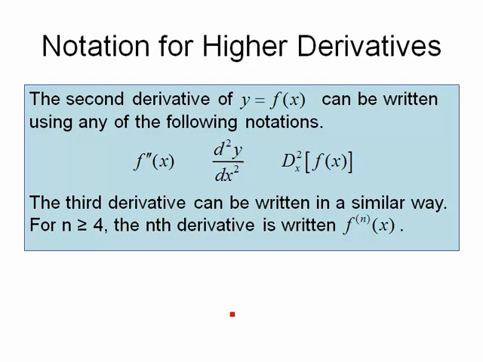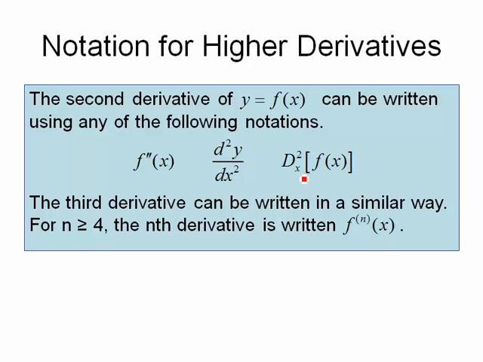So the notation for higher derivatives is very similar to what we've already talked about. The second derivative of y equals f of x can be written in any of the following notations. It can be written with 2 primes, like we've just seen, so f double prime of x. It could be written with the dy dx notation, but now you'll see that there's a 2 between the d and the y, and another 2 on the bottom. That 2 is basically saying that you're taking 2 derivatives. And it can be written as D sub x squared, and that means that you're taking 2 derivatives with respect to x.